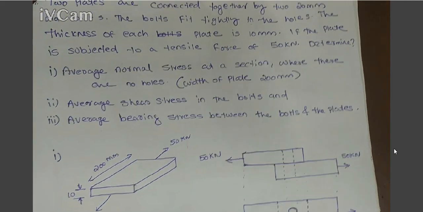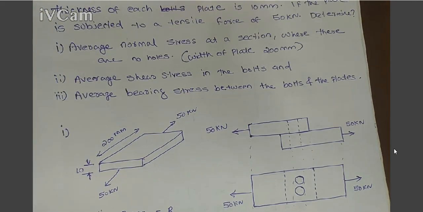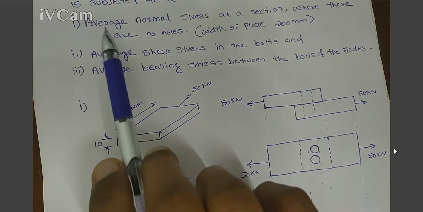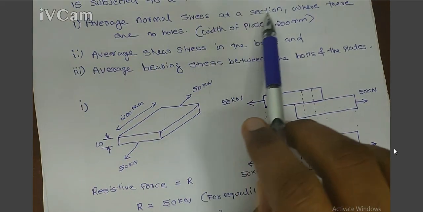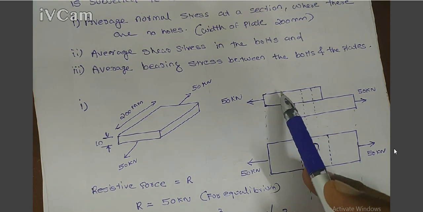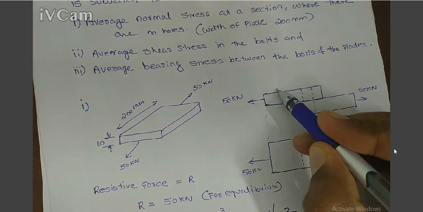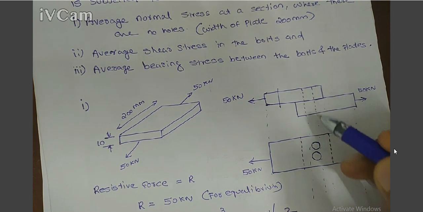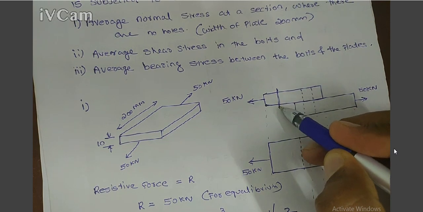And the thickness of the plate is given, that is 10 mm, and it is subjected to a tensile force of 50 kN. The first question is to calculate the average normal stress at the section where there is no hole. Okay, here we can use this section, for example. Here there is no hole. This is the only region where we can see the hole. So in this region we cannot see any hole.